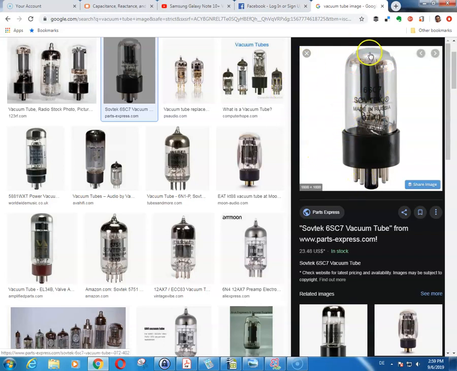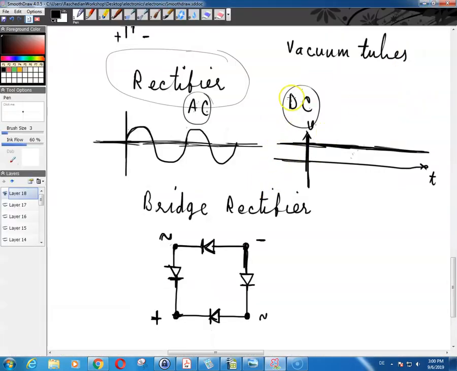And these are basically big. For example, the height of this thing might be all the way up to 10 centimeters or so, probably around 3-4 inches. So that's basically a vacuum tube, and these were used as rectifiers back then. And then once we made semiconductors, we stopped using vacuum tubes, and instead we started using diodes.